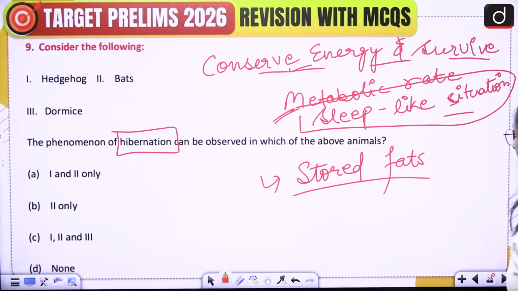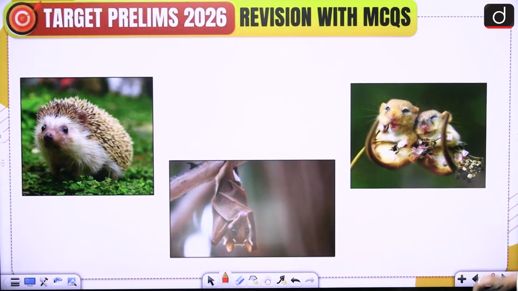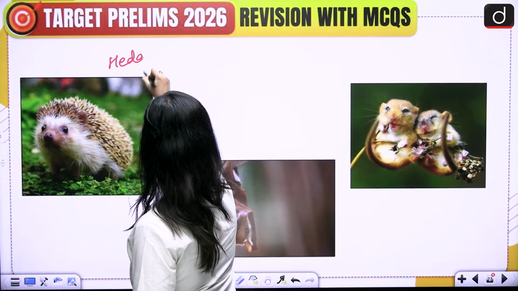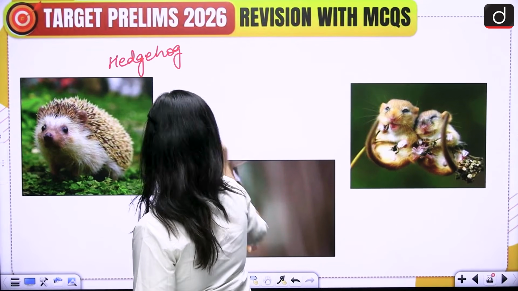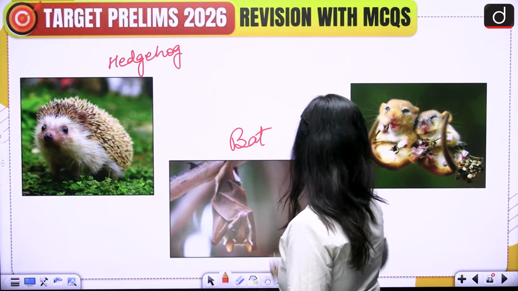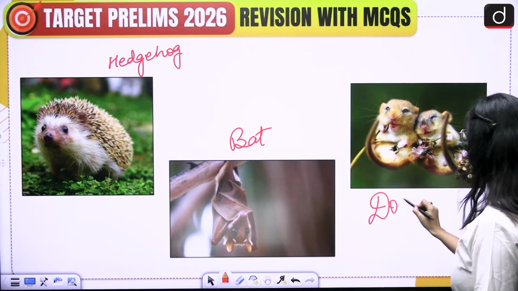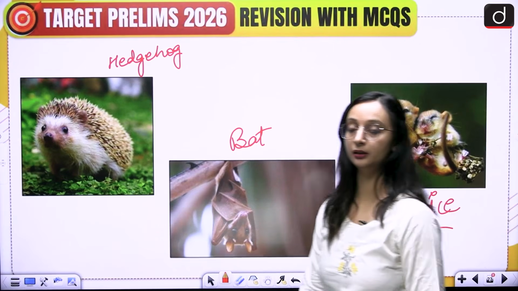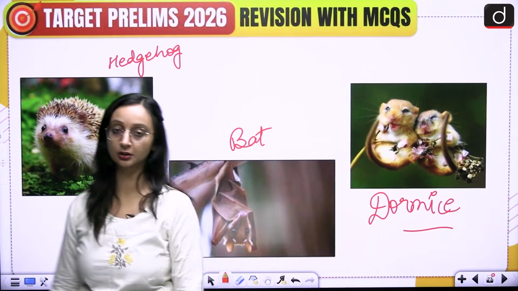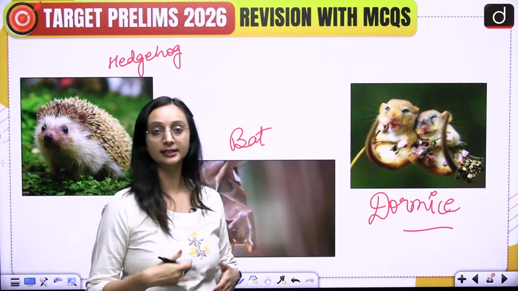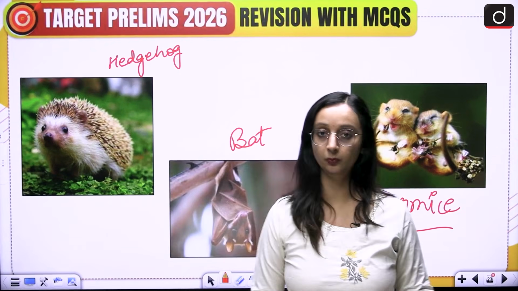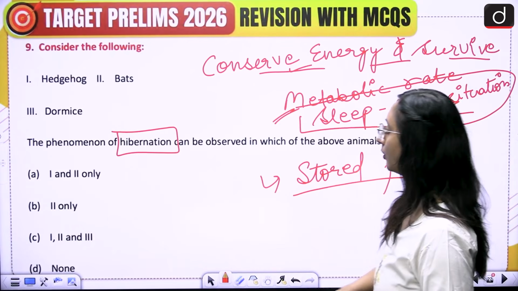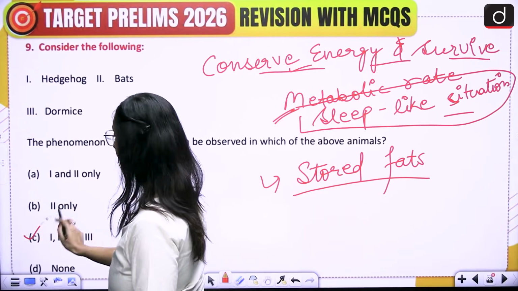So if we talk about these animals over here, we have the hedgehog, then bat, and this is the dormice. Now all the three animals over here practice hibernation. So they undergo this sleep-like phenomenon during extreme winters. So the correct answer over here is going to be all of the above, 1, 2 and 3.